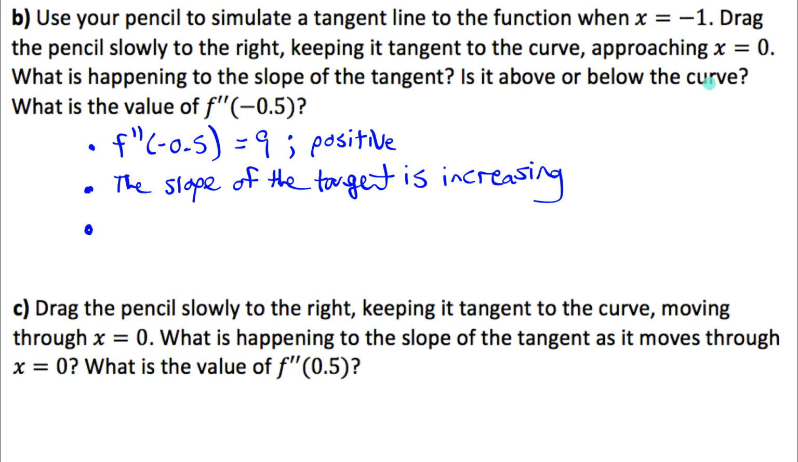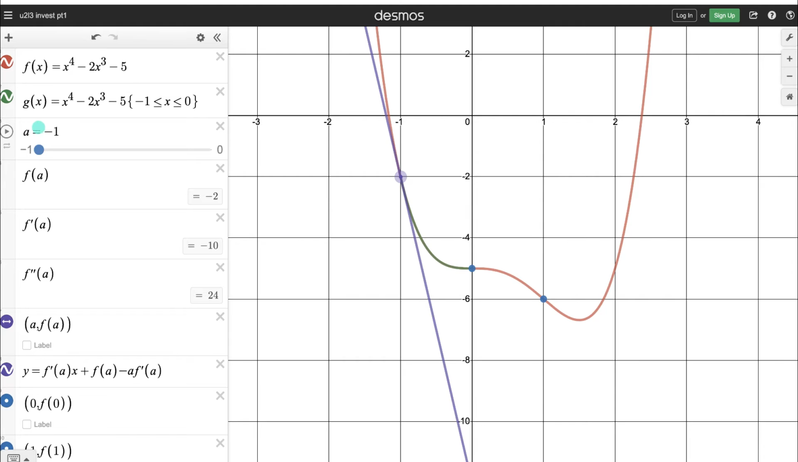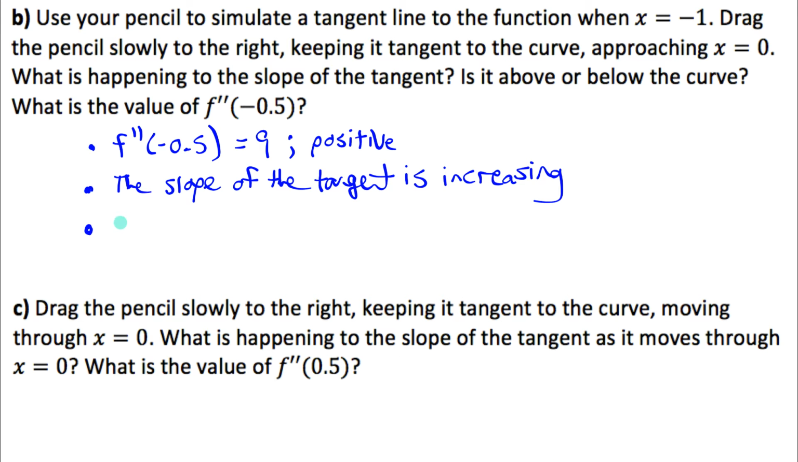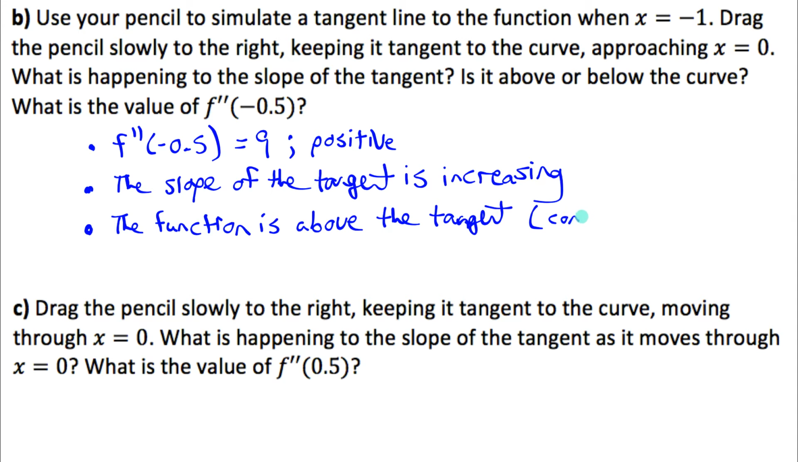It says, is the tangent line above or below the curve? Notice in this section, the tangent line is always below the function. It's always below the curve in this section. Or another way of saying that would be that the function opens above the tangent line. So I'll write it that way. The function is above the tangent line. And then I'm going to put in brackets, the correct terminology for that is we say the function is concave up.